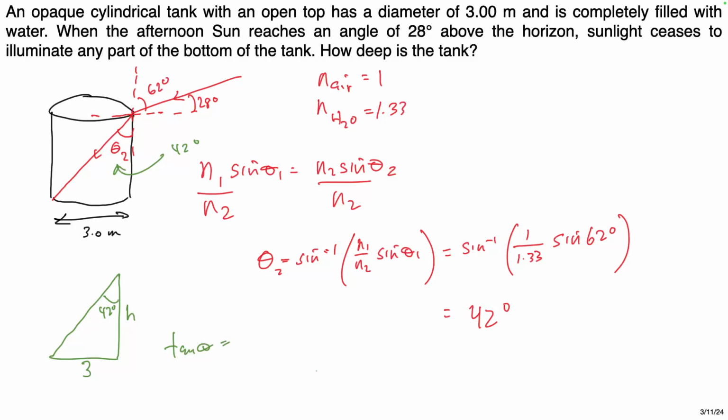Tangent of the angle is going to be the y over the x, so tangent of 42 is going to be 3 over the height. So the height is going to be 3 divided by the tangent of 42. I got 3.33. Anybody else get that? Nobody else tried? Nobody else cares. That's good. It's just numbers. Okay. So there's the depth of the tank.